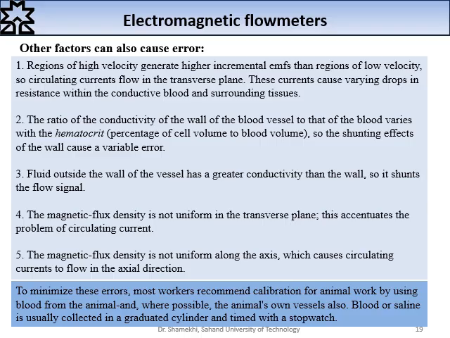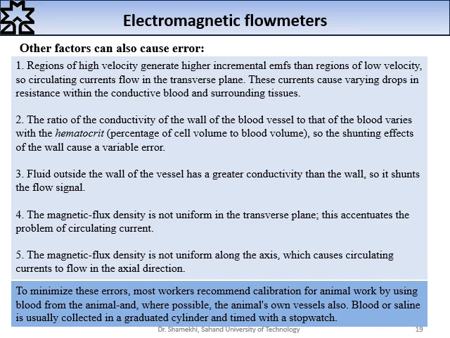Also, fluid outside the wall of the vessel has a greater conductivity than the wall, so it shunts the flow signal. The magnetic flux density is not uniform in the transverse plane. This accentuates the problem of circulating current. The magnetic flux density is not uniform along the axis, which causes circulating currents to flow in the axial direction. To minimize these errors, most workers recommend calibration for animal work by using blood from the animal and, where possible, the animal's own vessels, with some related ethical requirements.